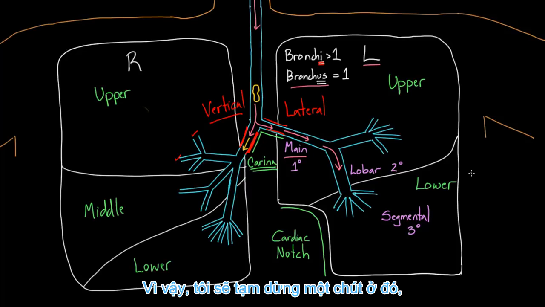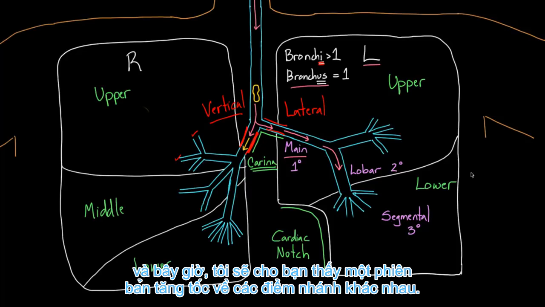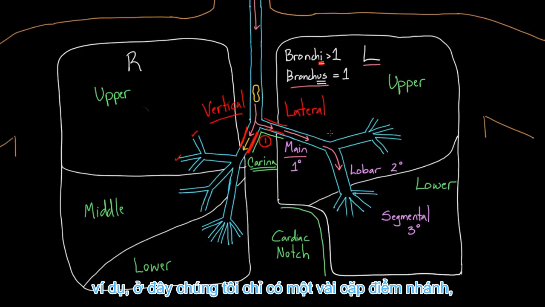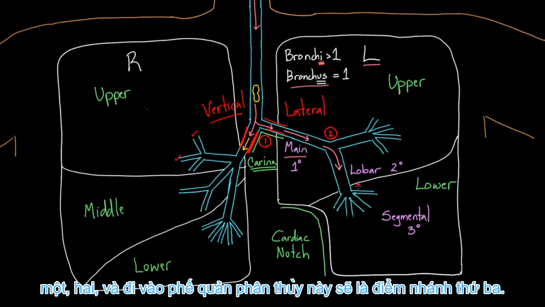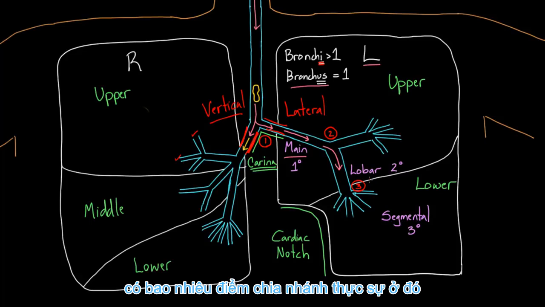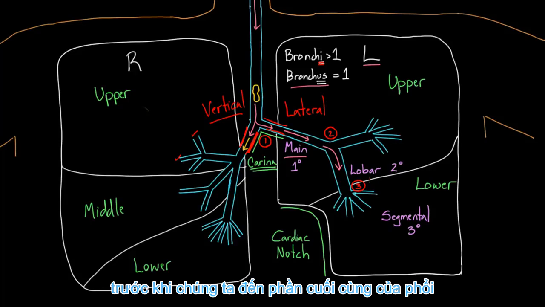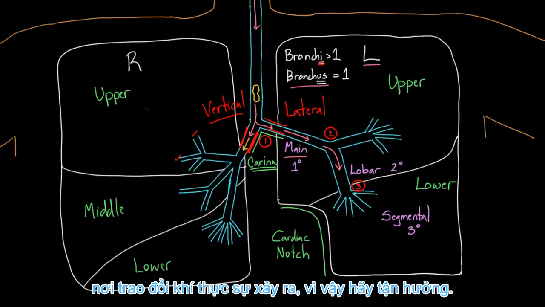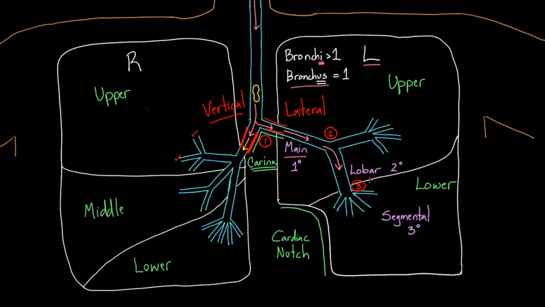So I'm going to take a little pause there, and now I'm going to show you in a sped up version all of the different branch points. So for example, here we have just a couple branch points, right? 1, 2, and getting into the segmental bronchi would be the third branch point. But I'm going to speed things along and show you how many more branch points there actually are before we get to the final part of our lung where the gas exchange actually happens. So enjoy.